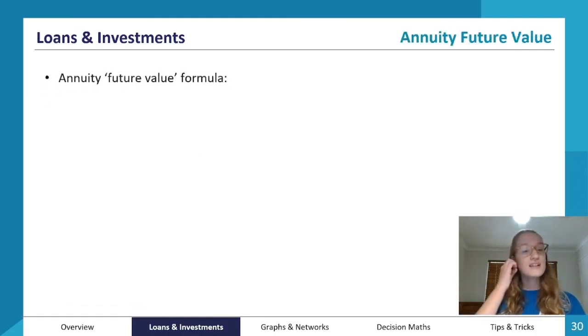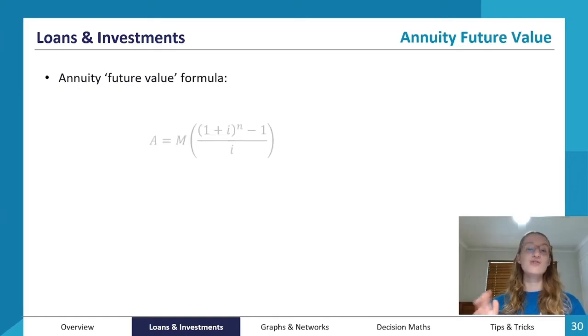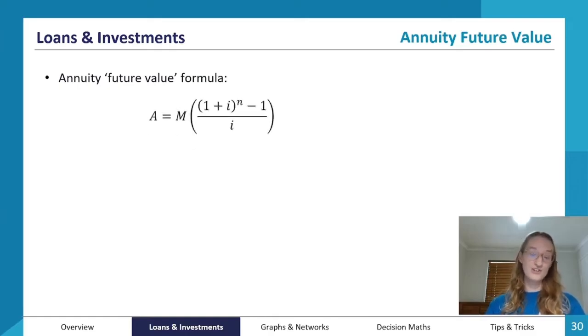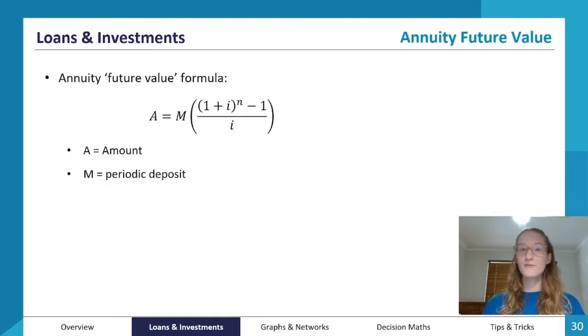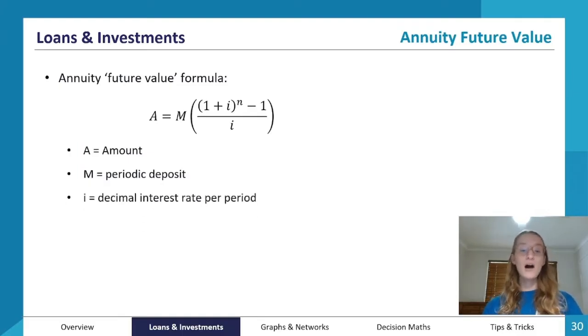So for annuities, there's also the annuities formula, or the annuities future value formula, which is again the case where we don't have to use a recursion. And this is what we have here. So to define our variables, A is the amount in the annuity. So we're still talking about annuities, but this is just the formula instead of using a recursion. M is the periodic deposit. So for example, $200 a month. I is the decimal interest rate per period again. So if it was 8% per annum, I would be 0.08.